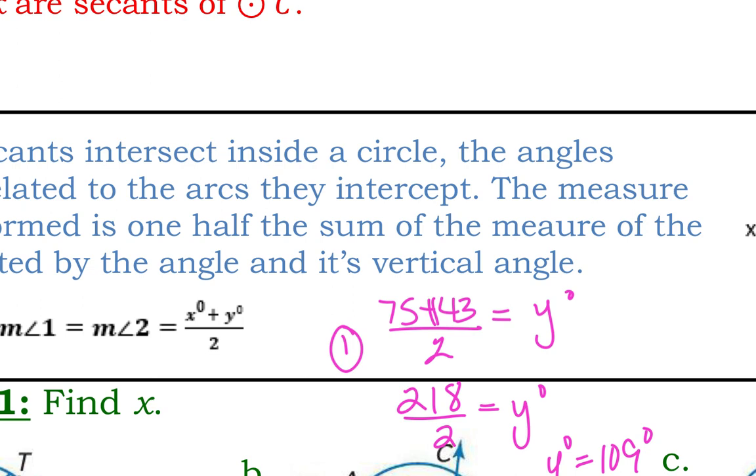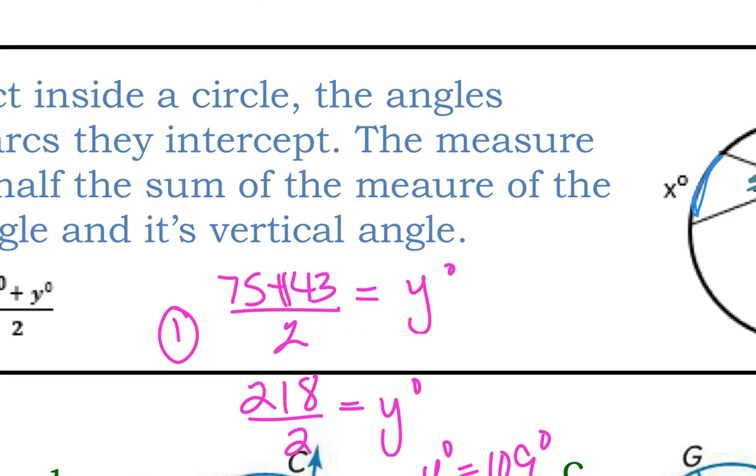So what do you think we're going to do as a second step to figure out X? What do you think is true about Y and X, or let's say 109 and X? What do you think is true about this angle and the X next to it? They equal 180. Okay, you see how they're sitting on a line? Reminder, anytime anything sits on a line, it's going to add up to 180. So we're going to take 109 plus X and set it equal to 180. So we'll subtract 109.